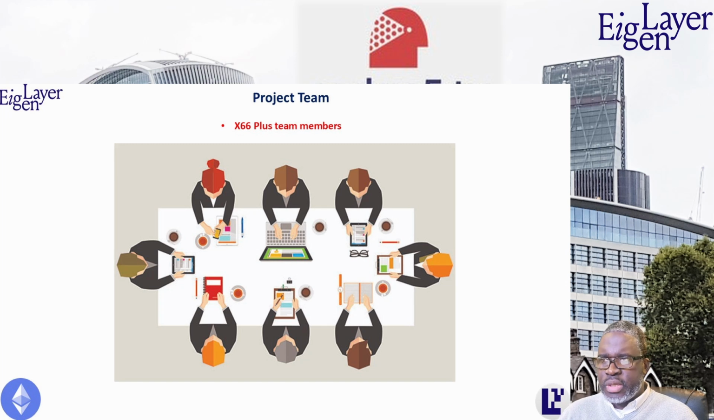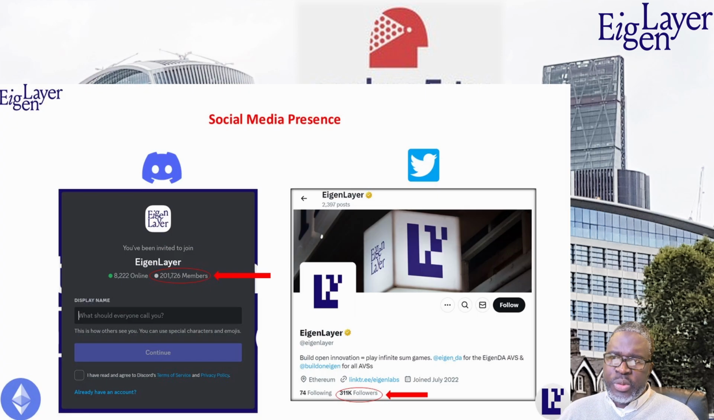Social media presence. On X, formerly Twitter, Eigenlayer boasts just over 311,000 followers, and on Discord, just over 201.7 thousand members.